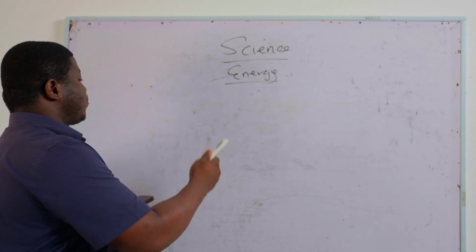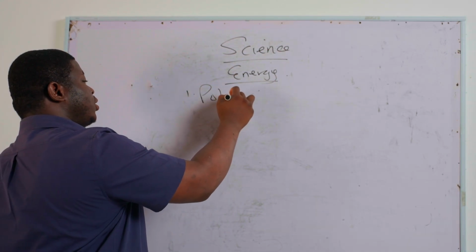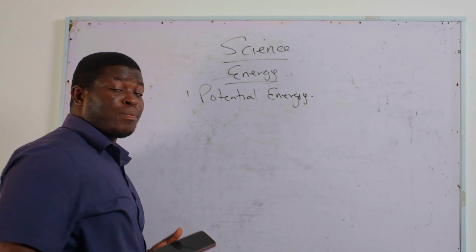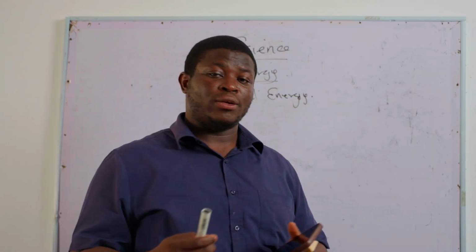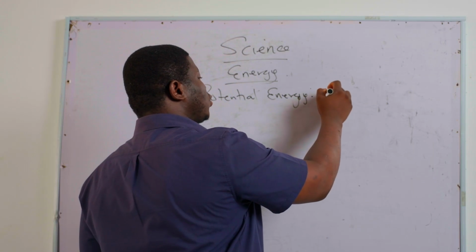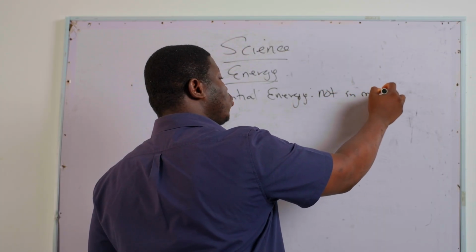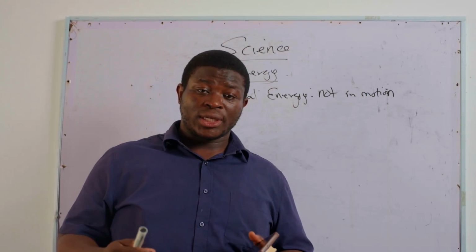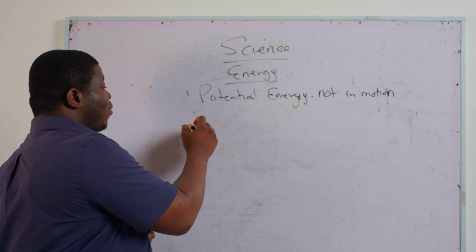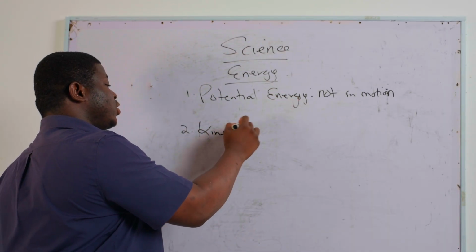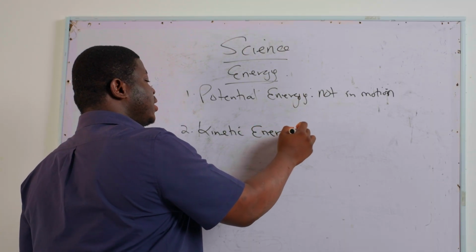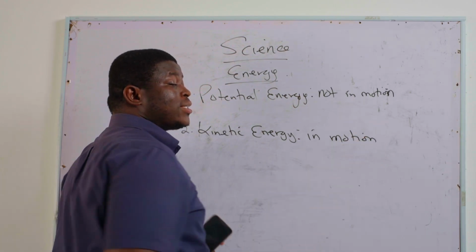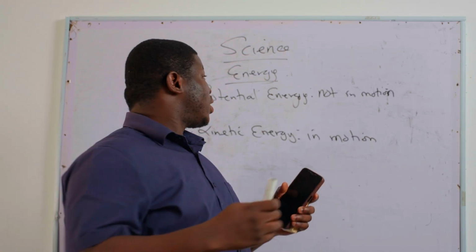So now when we take potential energy, we all know that potential energy is the energy a body possesses when the body is not in motion. So a body which is not moving, we call the energy that body possesses potential energy. Then we have another one, which is what? Kinetic energy. Kinetic energy is the energy a body possesses when the body is in motion. So anything that is moving possesses what we call the kinetic energy.